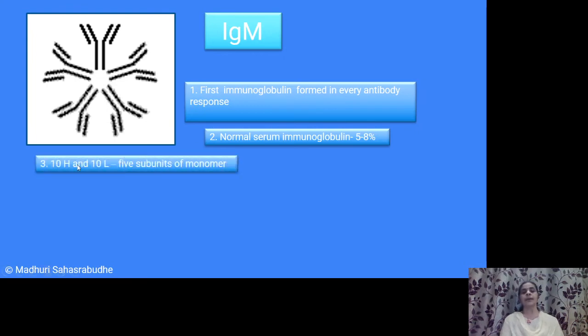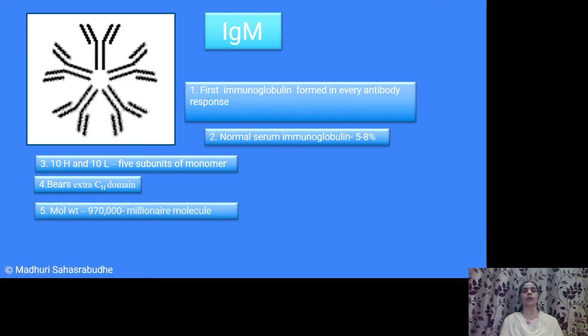As we have seen here, there are 10 heavy chains and 10 light chains, and there are 5 subunits of the monomer. Because the immunoglobulin is made up of 5 different subunits, and one monomer has 2 FAB sites, 5 into 2 is 10 heavy chains and 10 light chains. Okay. As obviously it bears the CH domains, CH stands for heavy. Heavy chains, they are larger in number. Right? Domains, that portion is more in number.